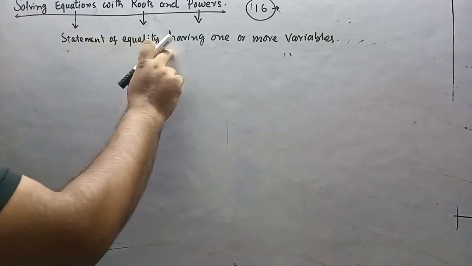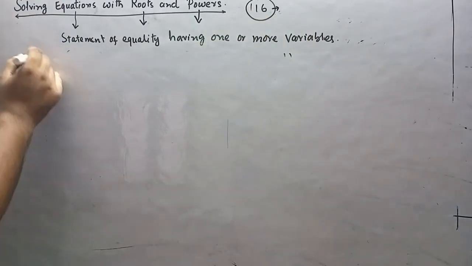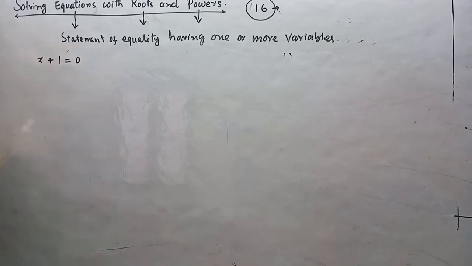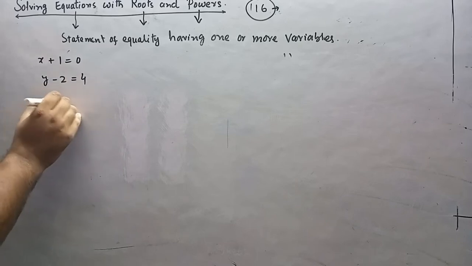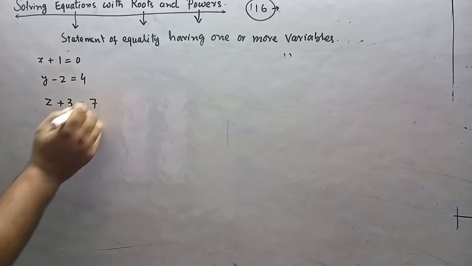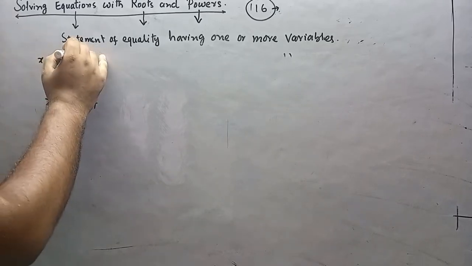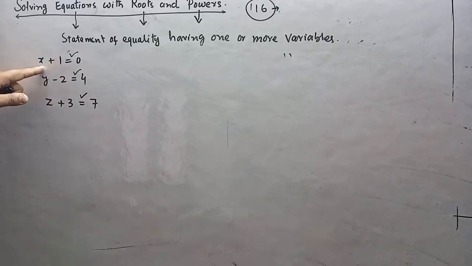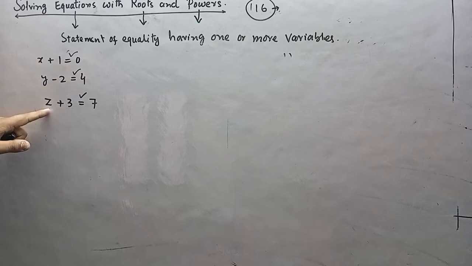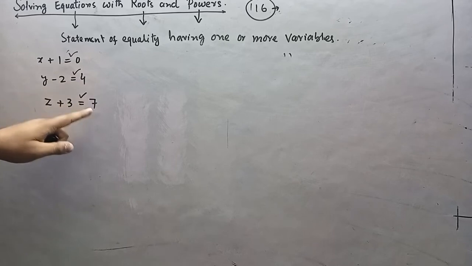An equation is simply a statement of equality having one or more variables. For example, I am writing x plus 1 equal to 0, y minus 2 equal to 4, z plus 3 equal to 7. You can see that in every expression an equality sign is there, and on the left side of the equality sign there is an expression: here it is x plus 1, here y minus 2, here z plus 3. And on the right side of the equality sign it is 0, 4, 7.